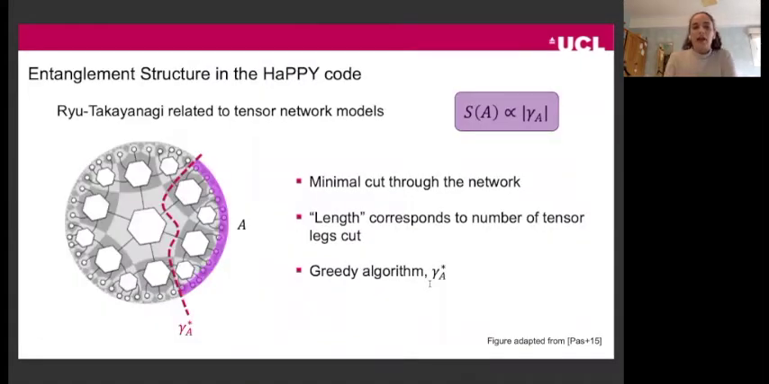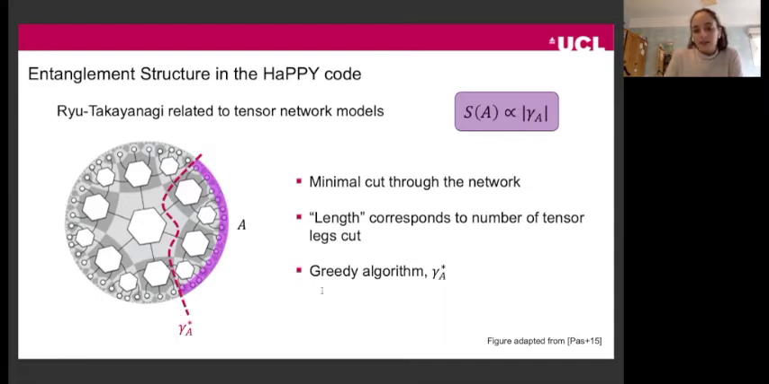Okay, so then thinking about how we relate this entropy formula to tensor network models. So a picture of the HaPPY code from the HaPPY paper. We've got our boundary subregion A, and we want to in some way reproduce the Ryu-Takayanagi formula where we're proportional to this area. So we're going to translate the minimal geodesic through the bulk with the minimal cut through the network, where we're measuring the length of the cut by how many tensor legs it's crossing.